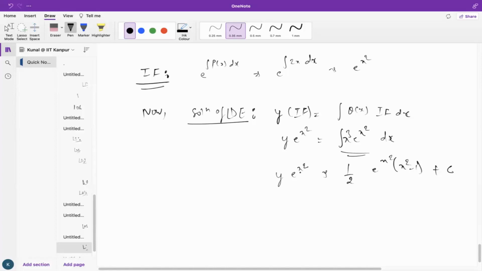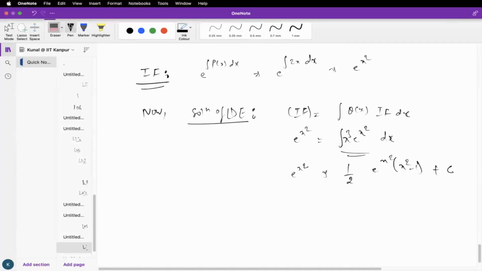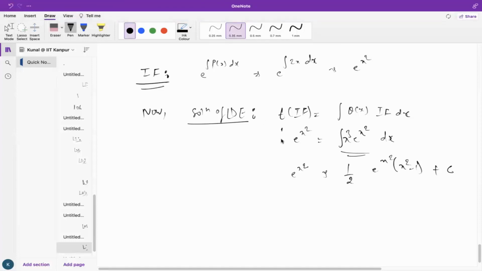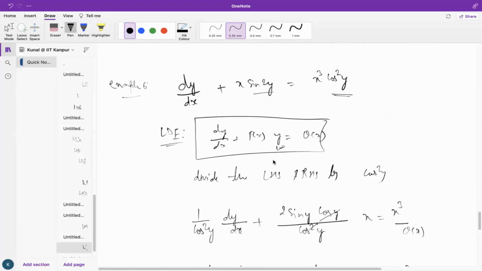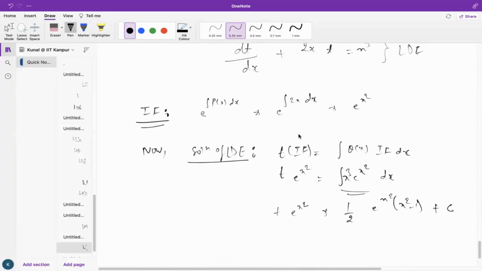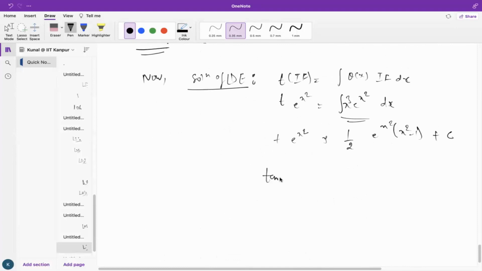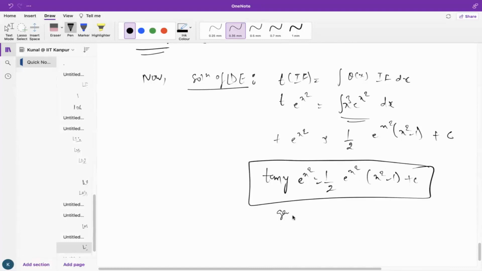Okay, so I think here I have to change the variable back to t, because we substituted something. So let me change this variable back. We substituted t by tan y. So we get tan y e to the power x square is equal to 1 by 2 e to the power x square into (x square minus 1) plus some constant. So this is our general solution for the given differential equation.